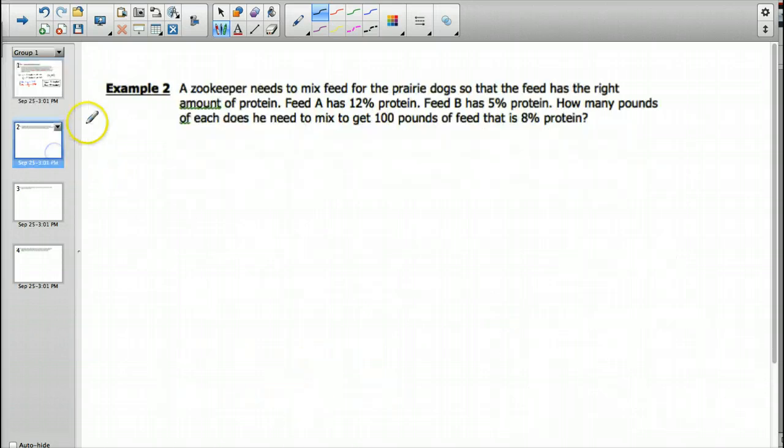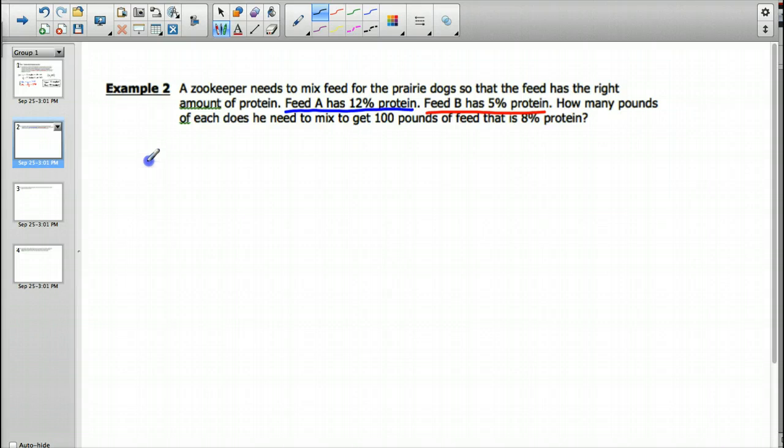Okay, moving on to example 2. This is going to be a new type of problem. I call this a mixture problem. It says a zookeeper needs to mix feed for the prairie dogs so that the feed has the right amount of protein. Feed A has 12% protein. Feed B has 5% protein. We want to know how many pounds of each type of feed he needs to mix in order to get 100 pounds of feed that has 8% protein.